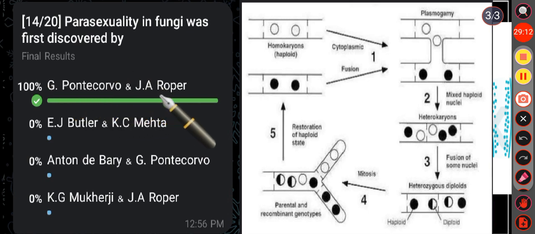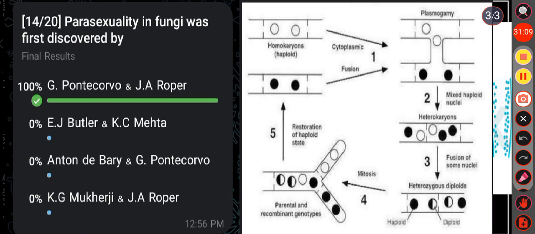Then next question: parasexuality in fungi was first discovered by option A G. Pontecorvo and G. A. Roper, option B E.J. Butler and K.C. Mehta, option C Anton De Bary and G. Pontecorvo, option D K.G. Mukherjee and J. A. Roper. Here the correct answer is option A, G. Pontecorvo and J. A. Roper discovered parasexuality in fungi.